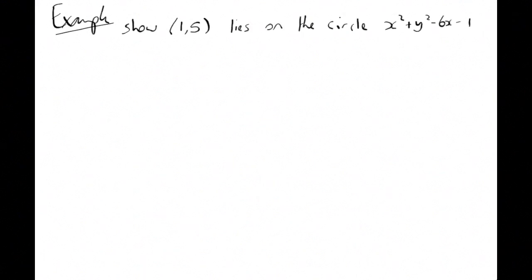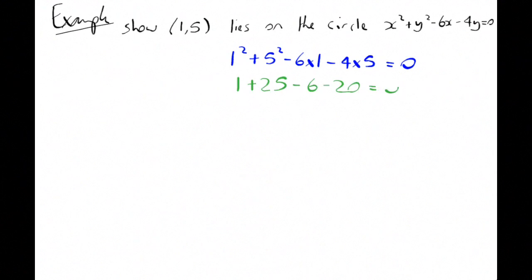We'll have a look at an example. Show that the point (1, 5) lies on the circle x squared plus y squared minus 6x minus 4y equals 0. That is going to be straightforward. All we're going to do is sub in 1 for the x and 5 for the y. 1 squared plus 5 squared minus 6 times 1 minus 4 times 5 equals 0. 1 plus 25 minus 6 minus 20 is 0. Well, that's true.